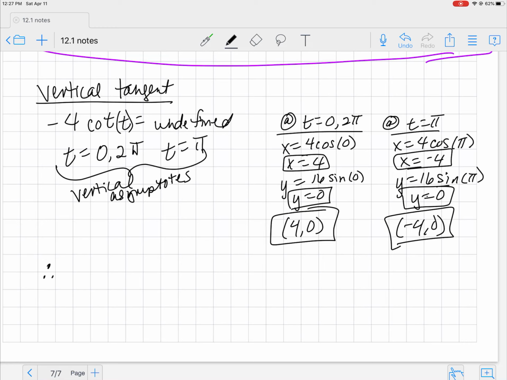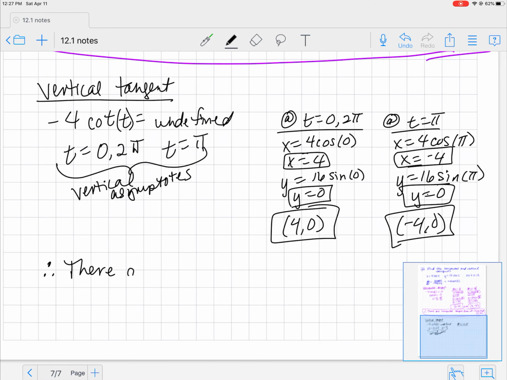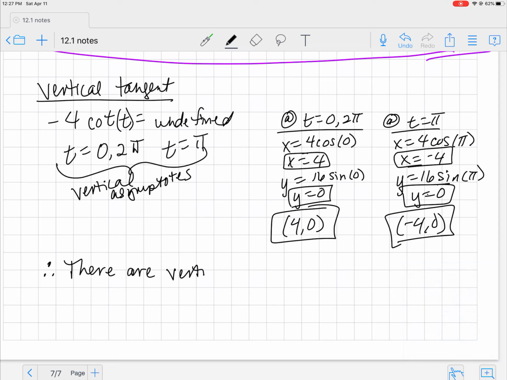Therefore, there are vertical, not asymptotes, there are vertical tangent lines at 4, 0 and negative 4, 0.